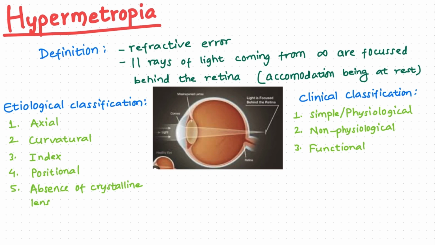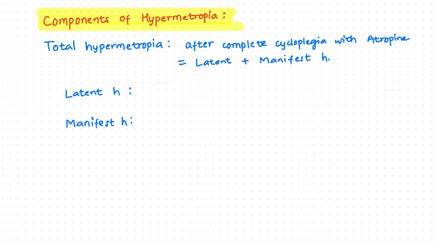Functional hypermetropia results from the paralysis of the third cranial nerve, which is required for ciliary muscle function, right? So the paralysis of that nerve causes loss of accommodation, then of course the near vision is going to be affected. And also in the case of internal ophthalmoplegia, there is going to be functional hypermetropia. Now talking about components of hypermetropia, there is total hypermetropia, latent hypermetropia and manifest hypermetropia.